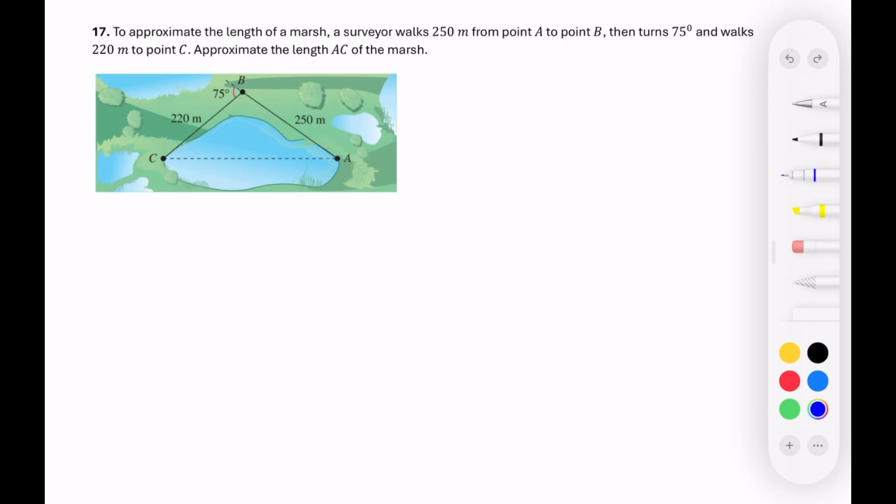We will see how to solve this nice word problem. This is an application from the law of cosines. This is problem number 17 of your lecture note.